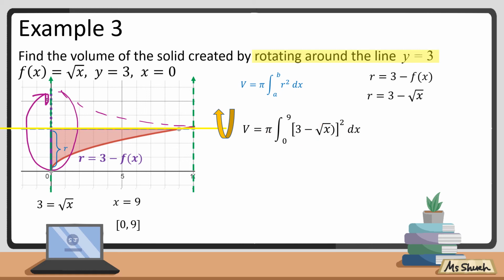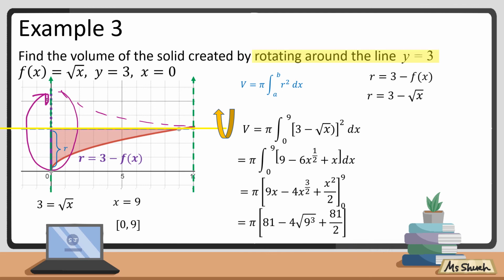Again, we factor out the pi because pi is a constant. And the easiest way, in my opinion, to integrate this is to distribute it, to multiply it out, and then use the power rule. Once I integrate, I'm going to evaluate, and it is about 13.5 pi.